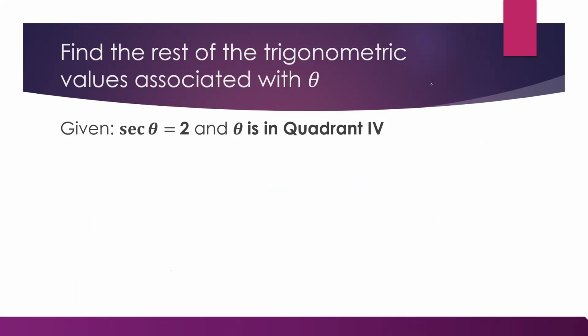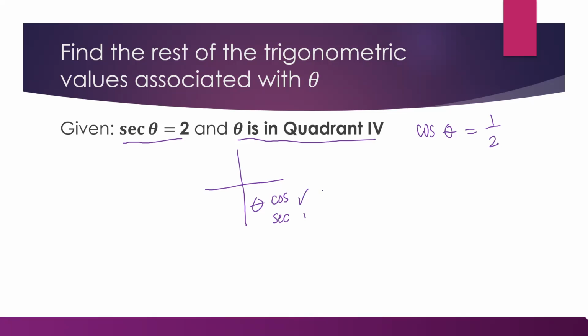Okay. Let's have this example. Find the rest of the trigonometric values associated with theta, given that secant theta is equal to 2 and theta is in quadrant 4. So we take note that in quadrant 4, only the cosine and the secant are positive. Okay? So, what happens is we can find the reciprocal immediately. Cosine theta is 1/2. That is positive. Okay? So, we're okay with these two. The rest will be negative.